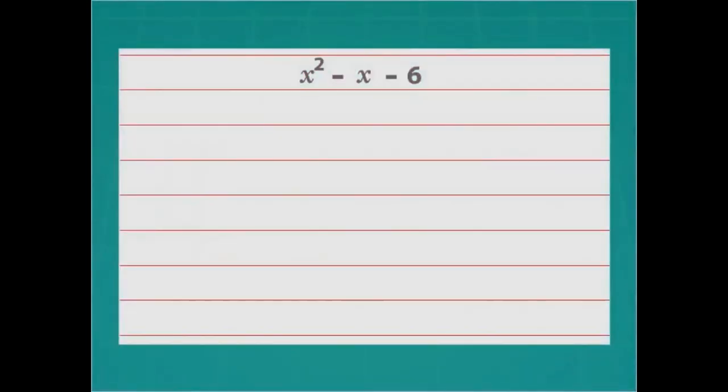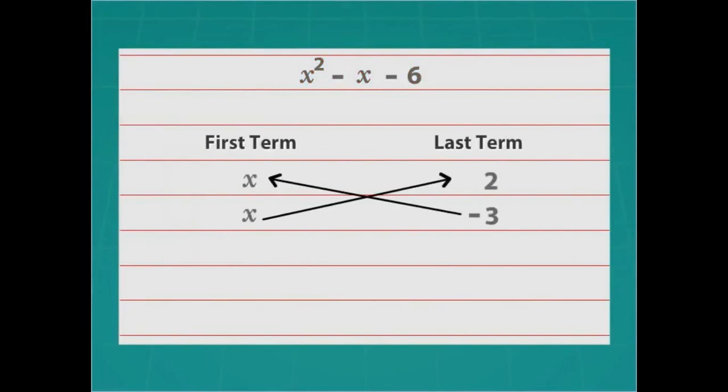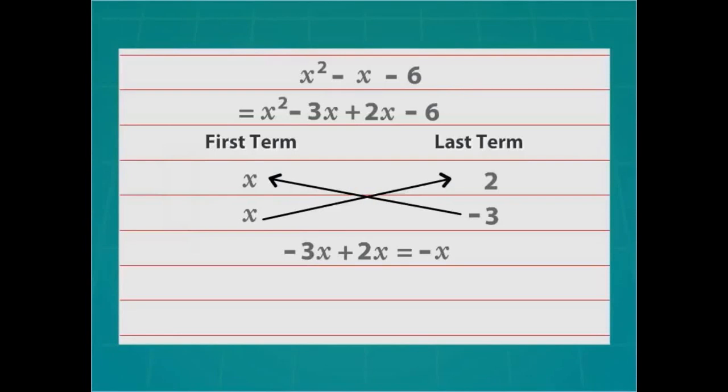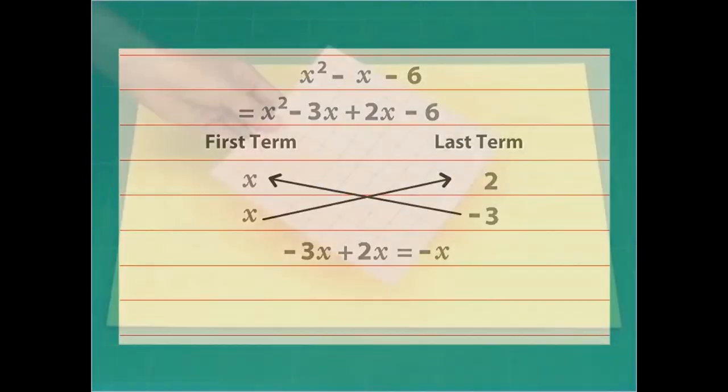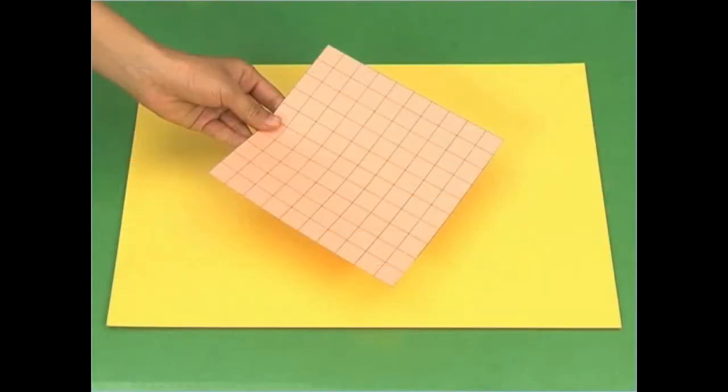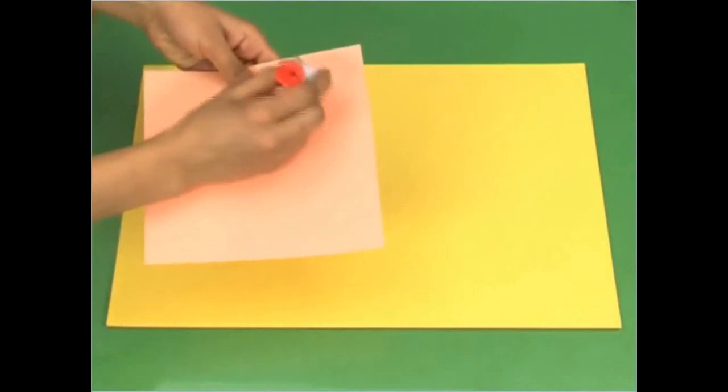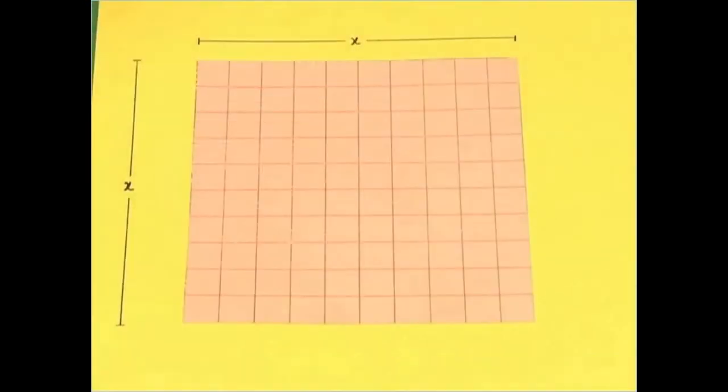If we split the middle term of x square minus x minus 6, we get x square minus 3x plus 2x minus 6. Now let us show this quadratic expression geometrically. Take the square grid to represent a square of side x and paste it on the sheet. Its area represents x square.